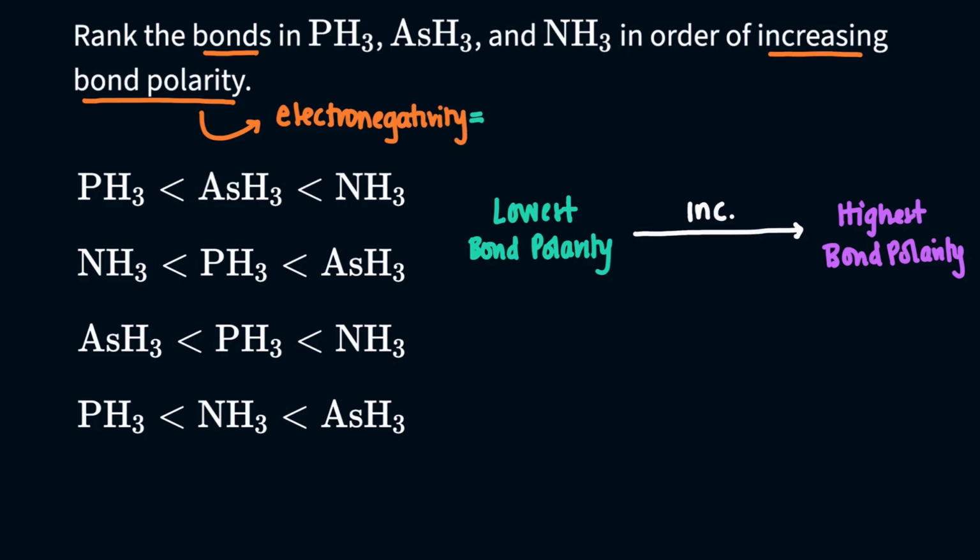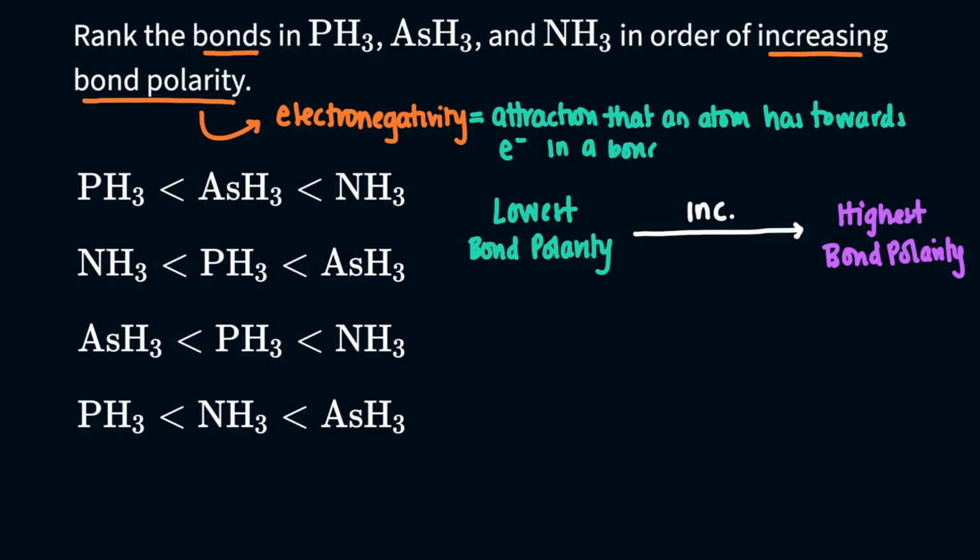Electronegativity, by definition, is the attractiveness, or attraction, that an atom has towards the electrons, maybe I'll just put e-, towards electrons in a bond. So we have to have a bond. If your atom is a loner, right, and it's just As, or if it's just phosphorus and there's no bond, then I don't have any electronegativity, because in order to have an electronegativity, you gotta have a bond.